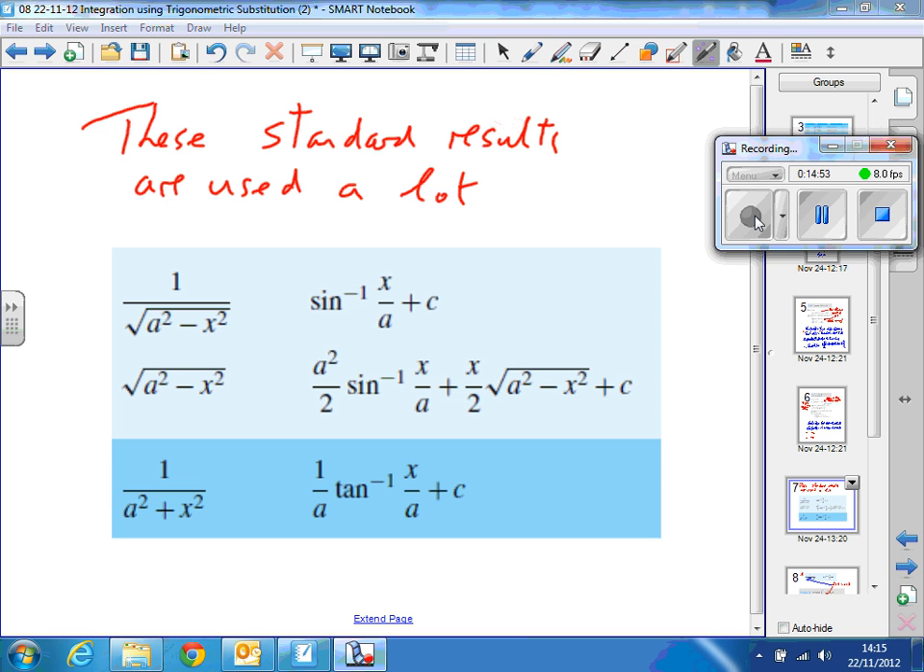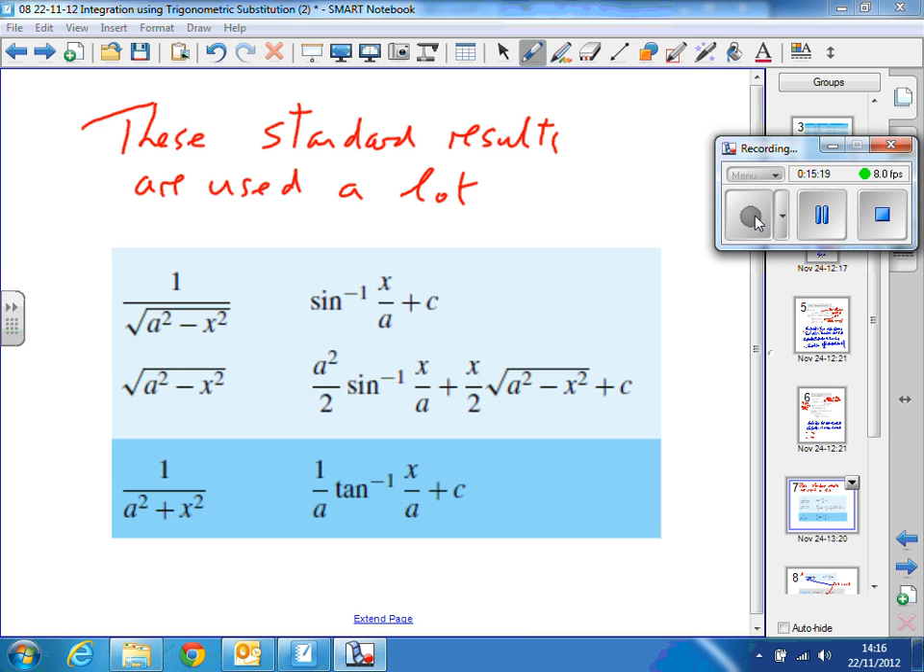These standard results are used a lot. And examples of integrations using these standard results will certainly come up. I'm not going to go into where these are derived from. If you're interested in looking at it in the textbook, they are derived. Quite an interesting exercise in integration and algebra in itself to look at how these are arrived at.